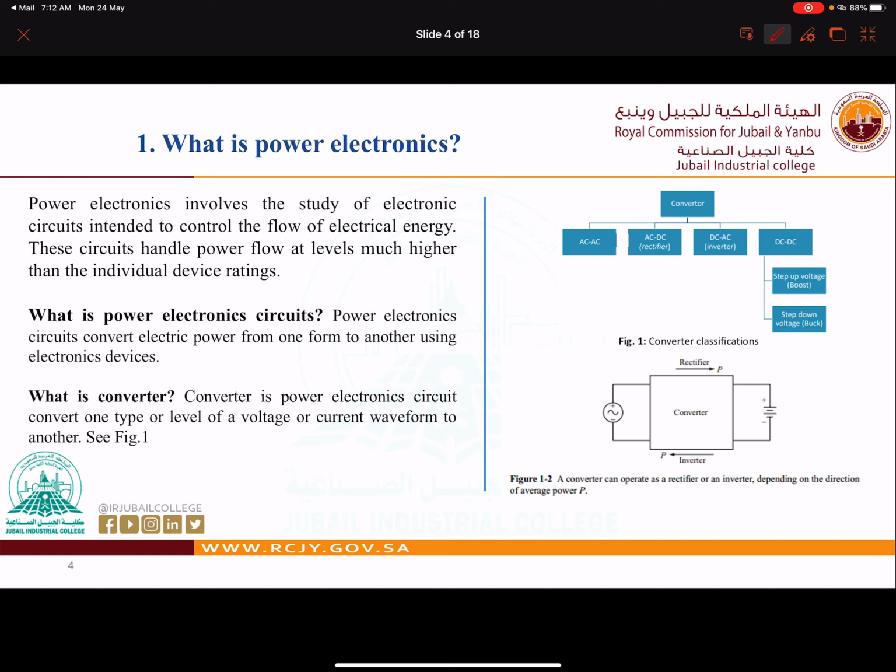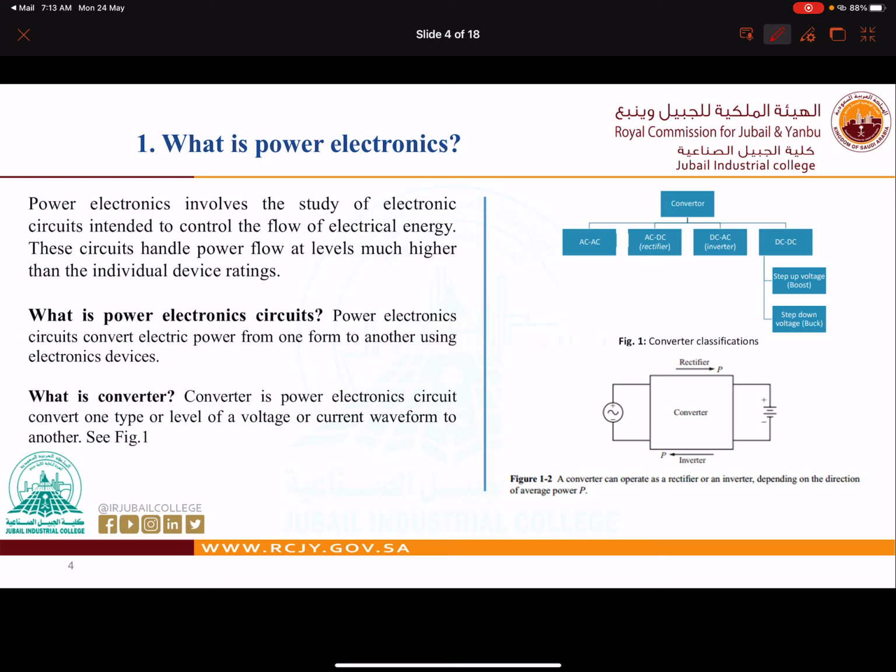Now, what is power electronics? The basic concept of power electronics is that it involves the study of circuits intended to control the flow of electrical energy. These circuits handle power flow at a level much higher than the individual device rating. So sometimes we use power electronics in order to control much higher power ratings.